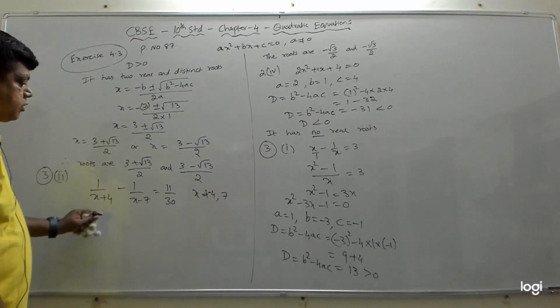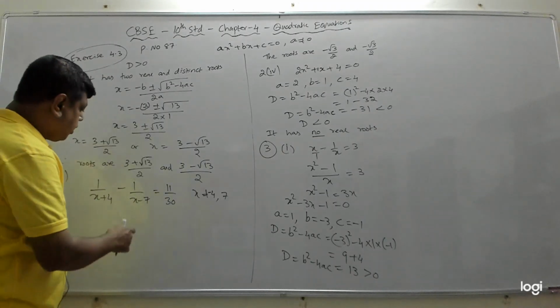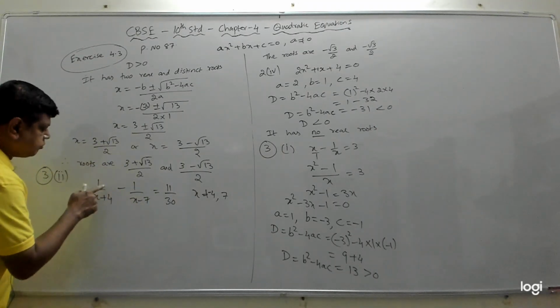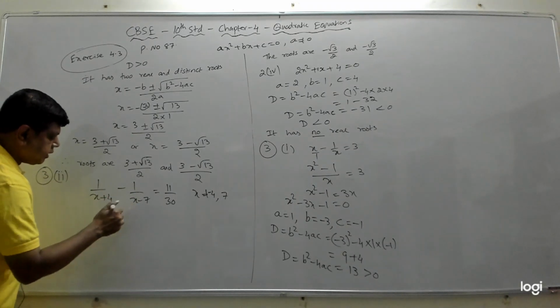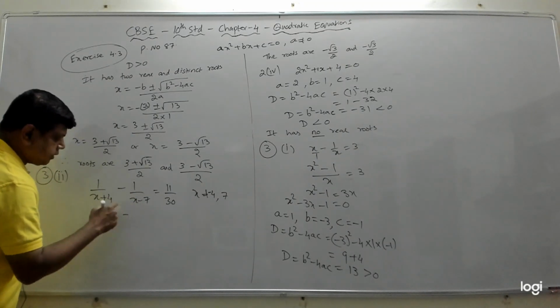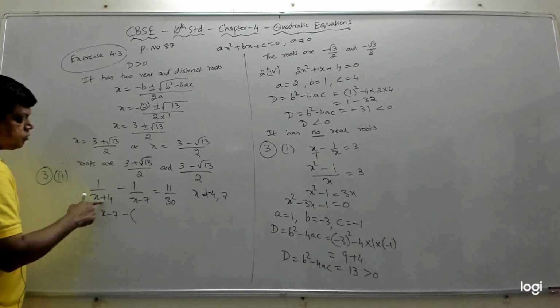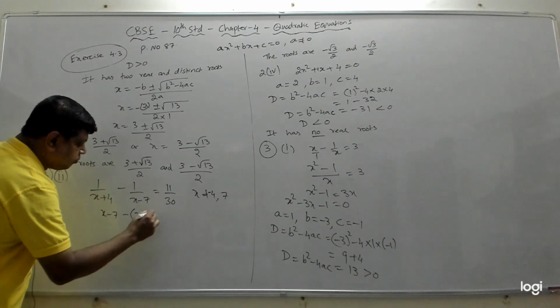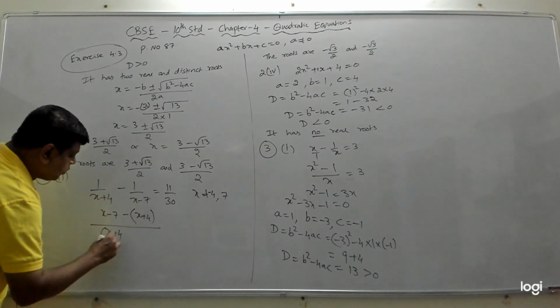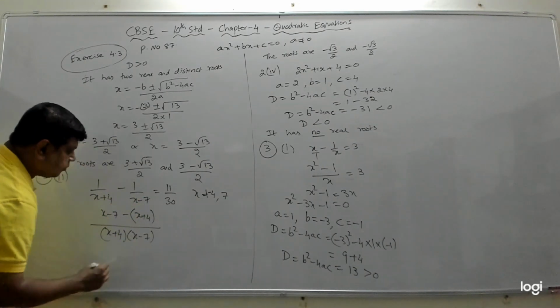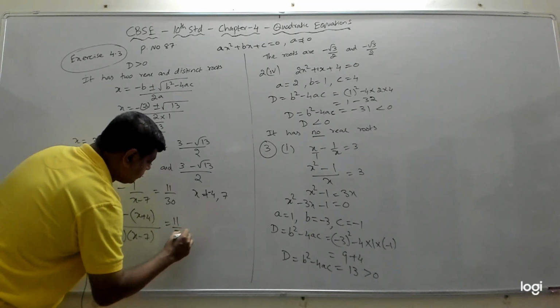So this problem we need to solve and find the value of x. Now again we will cross multiply. So this into this, we need to basically subtract the two fractions. 1 into x minus 7 is x minus 7, minus, then immediately put the bracket, x plus 4 into 1 is x plus 4, close the bracket, by x plus 4 into x minus 7, that is equal to 11 by 30.